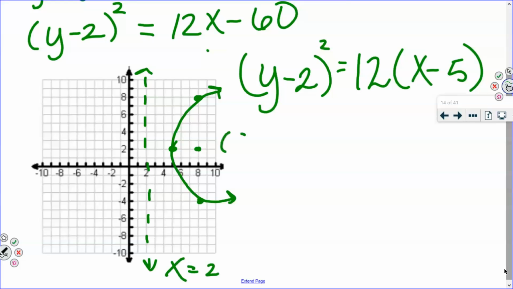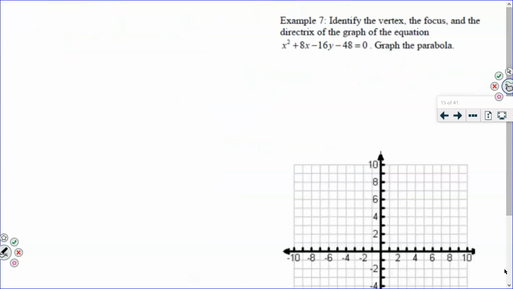Do you have any questions? Yes. Anytime it's inside parentheses, you change the sign. That is correct. Anytime it's in parentheses. So in conic standard form, you have to change the sign twice, both for the H and the K. Okay. Try this one. This is your exit ticket.